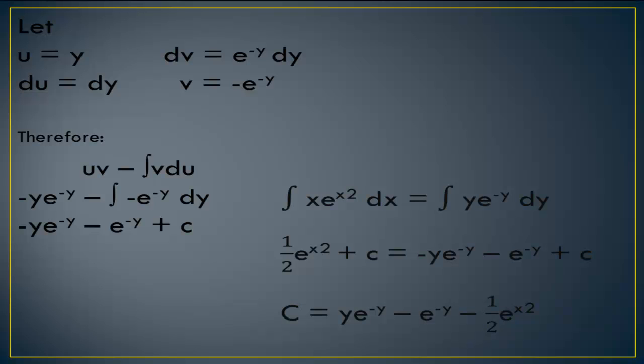Substituting to the original equation, we will get a constant equals y e to the negative y minus e to the negative y minus 1/2 e to the x squared.